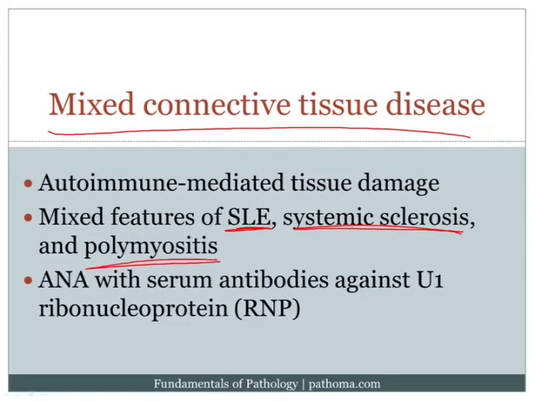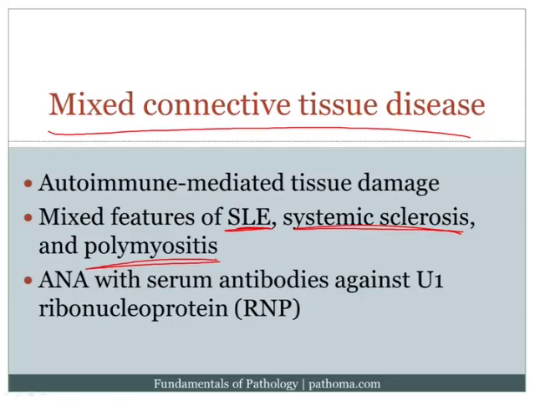So for example, the patients can have arthritis, like you might see in a lupus patient. They can have esophageal dysmotility with some gastroesophageal reflux disease, as you might see in a patient with systemic sclerosis. And they can have myalgia with inflammation of the muscles, or myositis, which you might see in a patient with polymyositis.